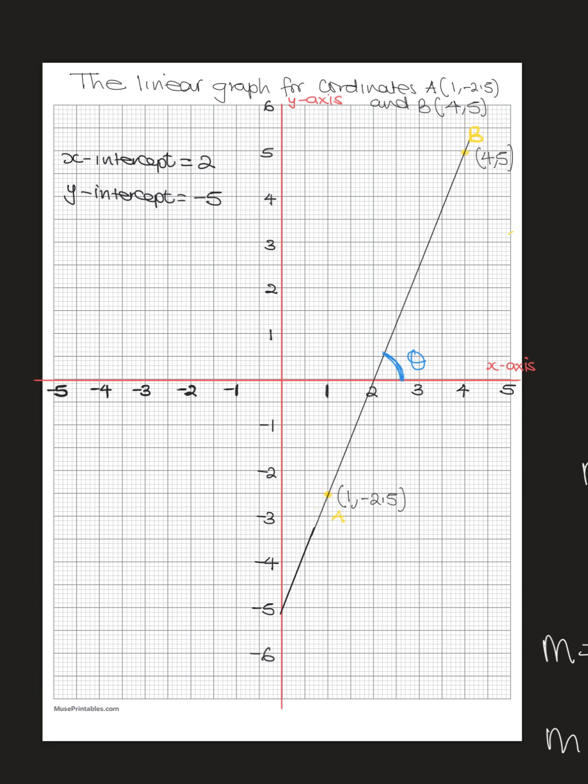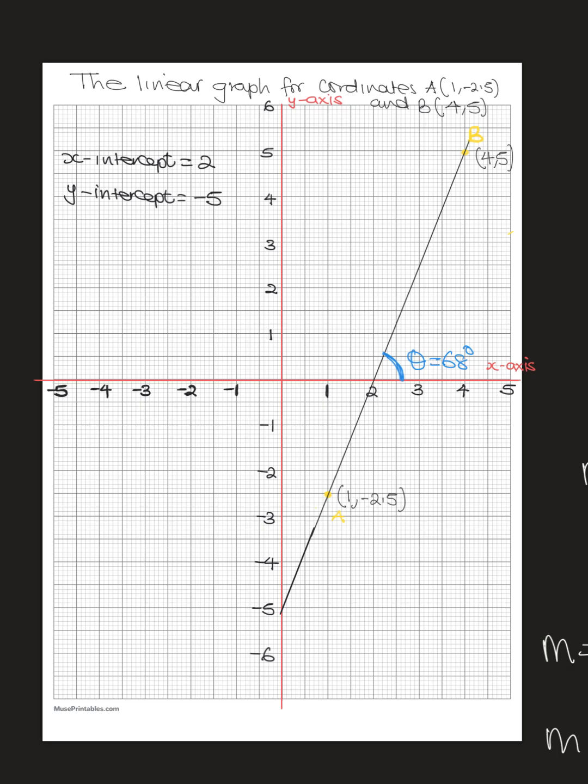The acute angle, if we use a protractor to measure this angle here, we're going to have 68 degrees, okay? So if you place your protractor and measure the angle between the line AB and the x-axis, that is the acute angle, you will have 68 degrees. If the question asks us to find the obtuse angle, that would have been this angle here, you will have 112 degrees, okay?